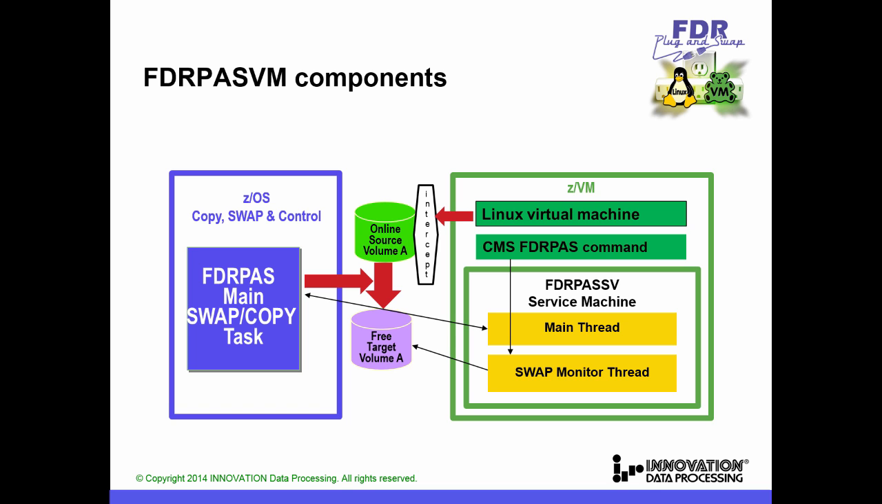The CMS machine has the command, it's an FDRPAS command, and the service virtual machine is the one that communicates with the z/OS side. It installs intercepts with a diagnose. This is done with a user-defined diagnose, and the default is 104. The intercepts are installed, and the main thread communicates with the z/OS side and informs the OS about all the changes. So that's the crux of it. Any questions there?